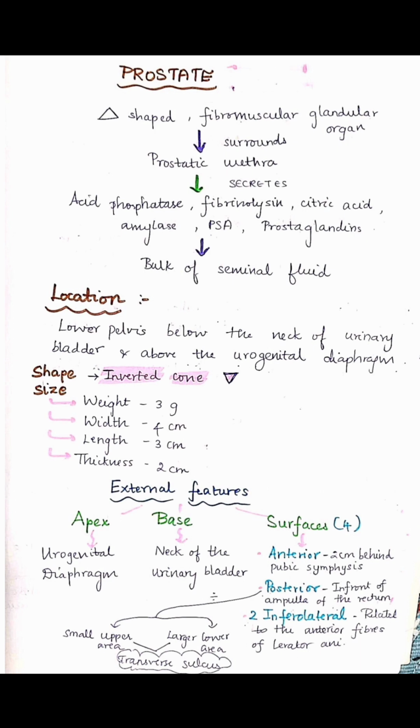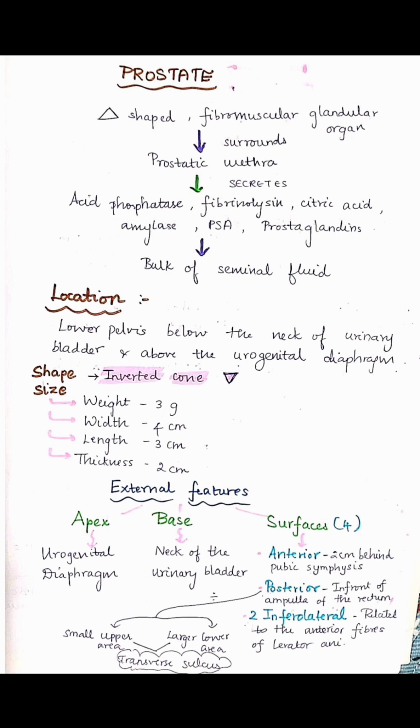It is located in the lesser pelvis, below the neck of the urinary bladder and above the urogenital diaphragm. The shape is inverted cone and its weight is 3 grams, width is 4 cm, length is 3 cm, thickness is 2 cm. Next we will see about the external features. It is divided into apex, base and surfaces.